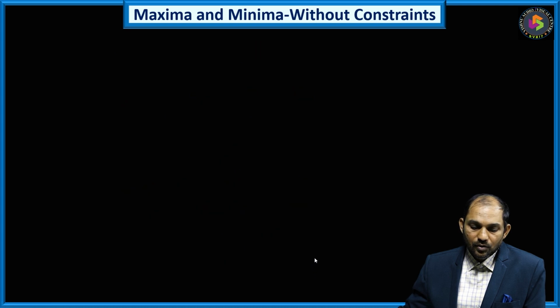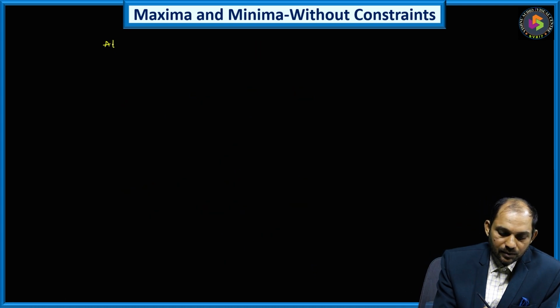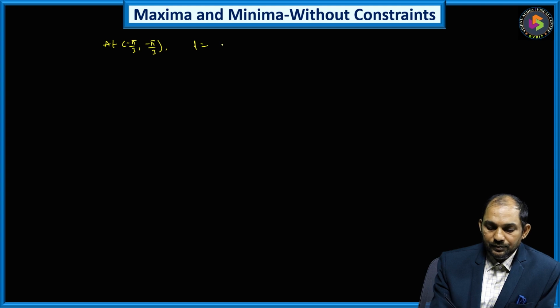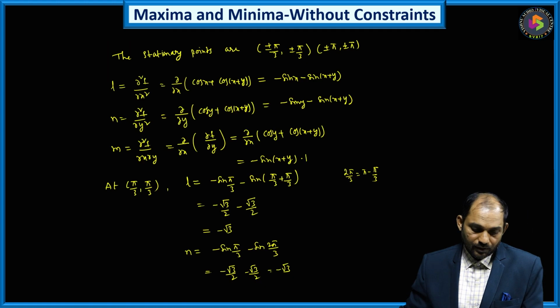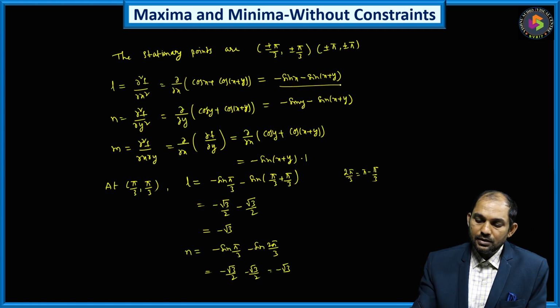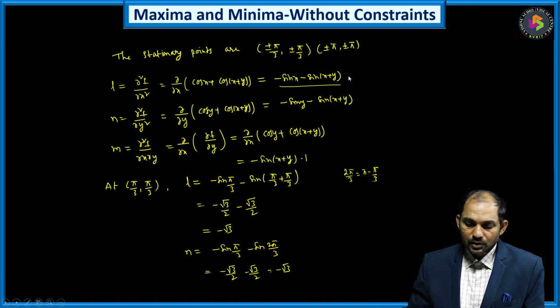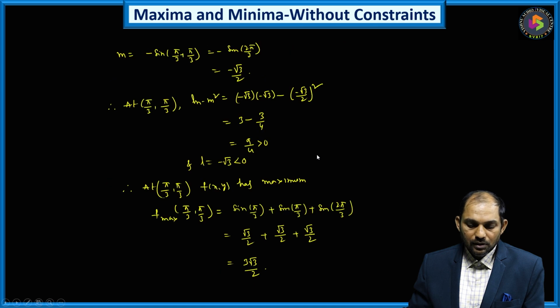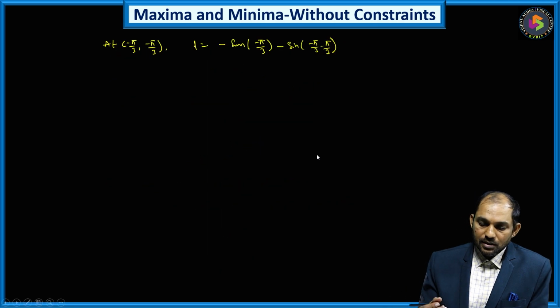And another stationary point is given by minus pi by 3 comma minus pi by 3. And L is given by minus sin of minus pi by 3, minus sin of minus pi by 3 and minus pi by 3. So L is given here by minus sin x minus sin of x plus y. We are using these right hand side expressions for L, N, M to compute the sign of ln minus n square.